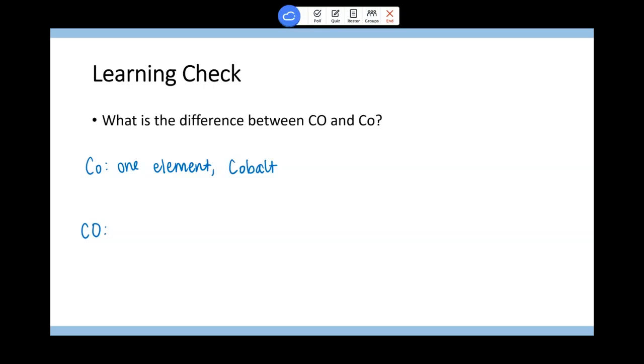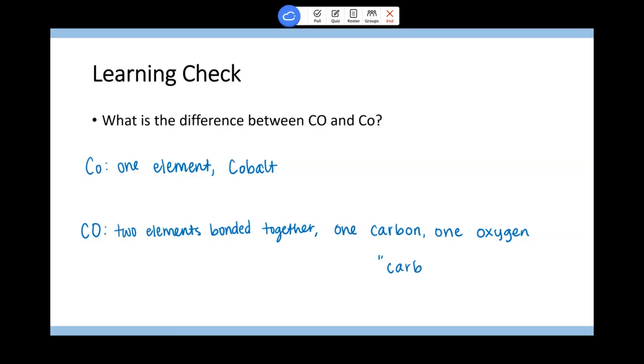And then how about CO, where both are capitalized? Carbon monoxide, there's a carbon atom and an oxygen atom. So this is 2 elements bonded together. One carbon atom and 1 oxygen atom. This compound is called carbon monoxide. We haven't talked about naming, so totally okay if you don't know the name of that. So we have 1 carbon and 1 oxygen. When both are capitalized, that's a carbon and an oxygen. When it's Co, O is lowercase, that's cobalt, which is 1 element.